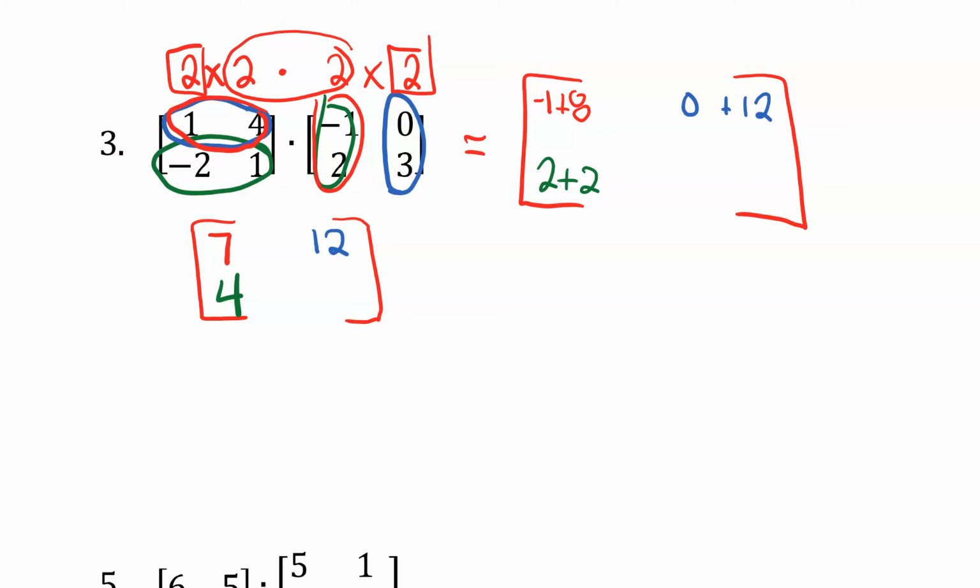All right, and then lastly, I multiply the second row by the second column. -2 times 0 is 0. 1 times 3 is 3. Add those together, and we get 3. So this right here will be our answer.